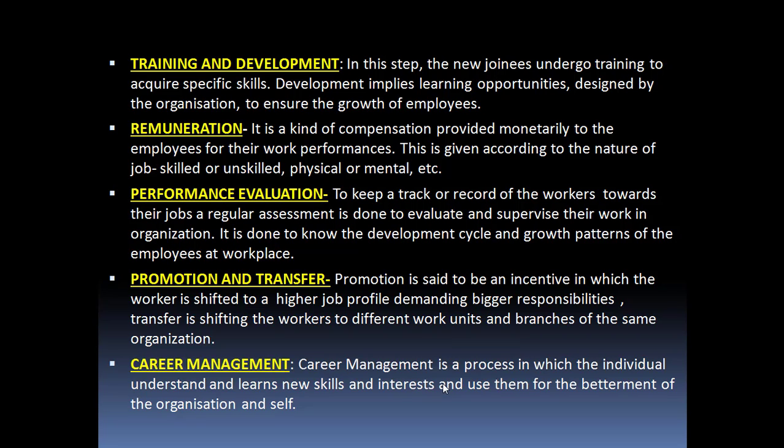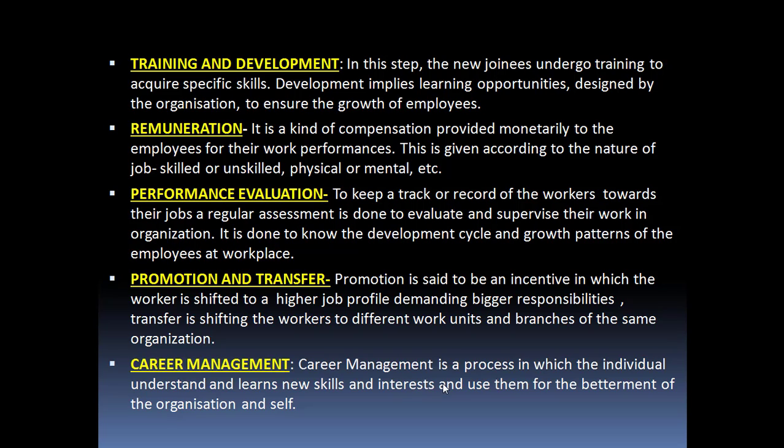Then comes promotion and transfer. Promotion is said to be an incentive in which the worker is shifted to a higher job profile which has more demanding and bigger job responsibilities. Whereas in transfer, the worker is shifted to a different work unit or branch of the same organization. So here the job profile will be more or less the same, whereas his responsibilities may change, but he won't be shifted to a higher rank. And in transfer, there is very little chance of a salary increase, whereas in promotion there are high chances of a salary hike. Then comes career management.